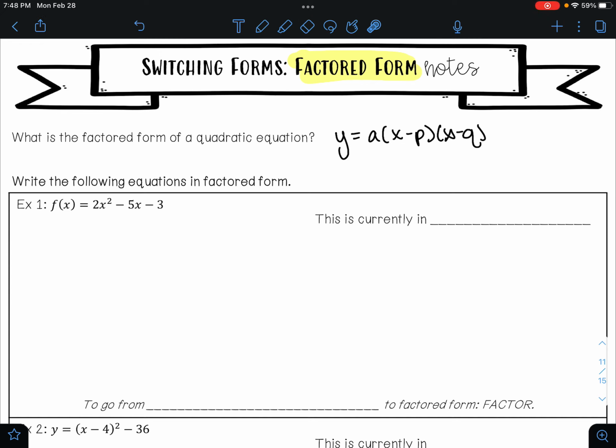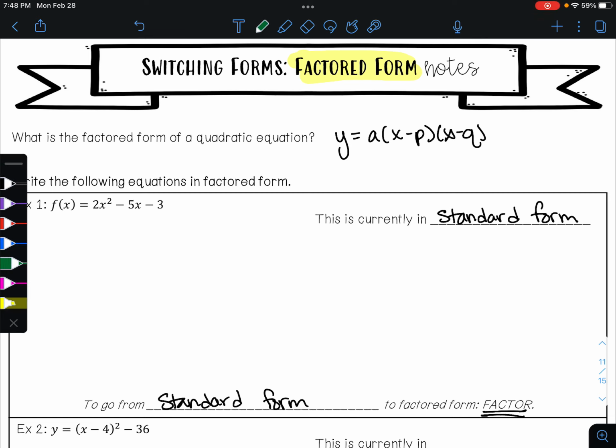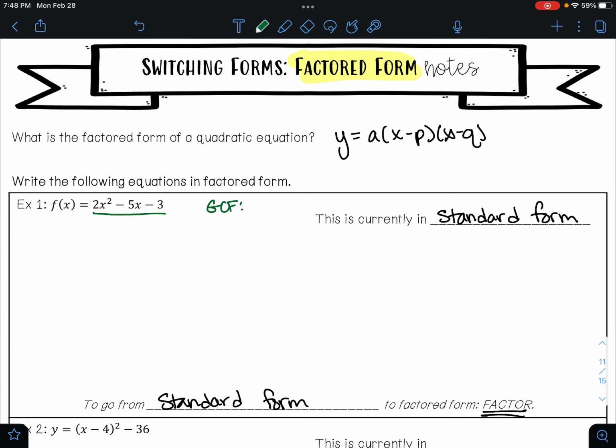On example 1, we have f of x equals 2x squared minus 5x minus 3. What form is this equation currently in? This equation is currently in standard form. To go from standard form to factored form, we need to factor. Our first step with factoring is to always look for a GCF. Is there a GCF here? No GCF. Because there is not a GCF, I can go straight to the area model.